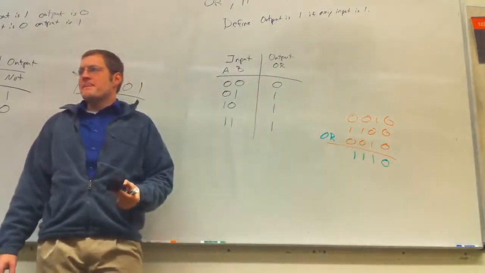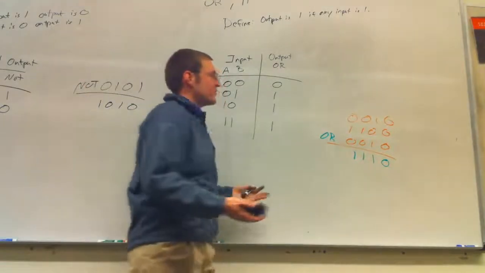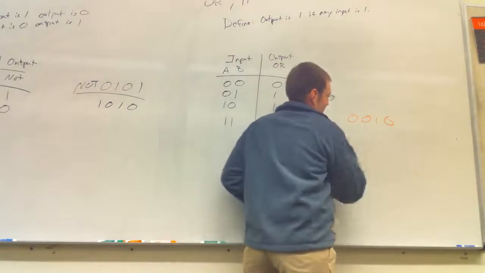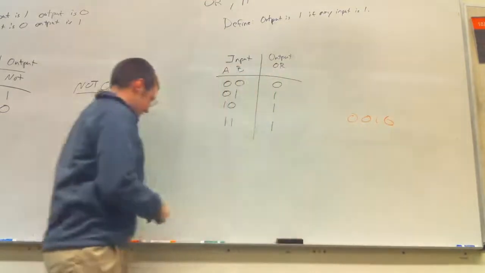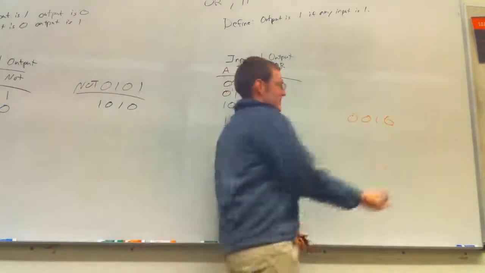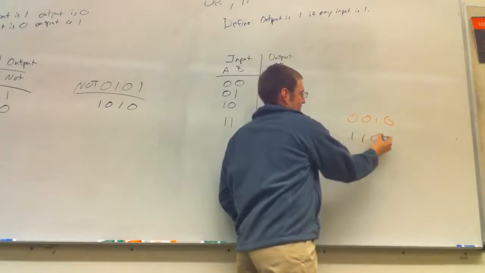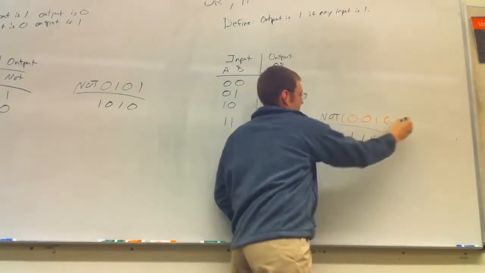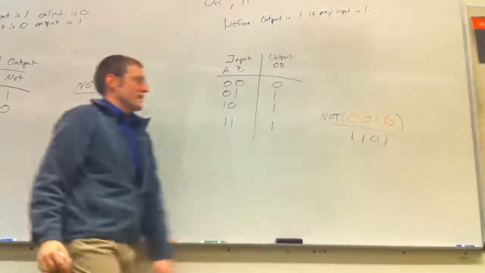So what would a NOT look like? A NOT, I only do one variable for NOT. So if I was NOTting it, I just take that number and flip the bits. So 1, 1, 0, 1 for that. If I NOT that number there, it equals that.